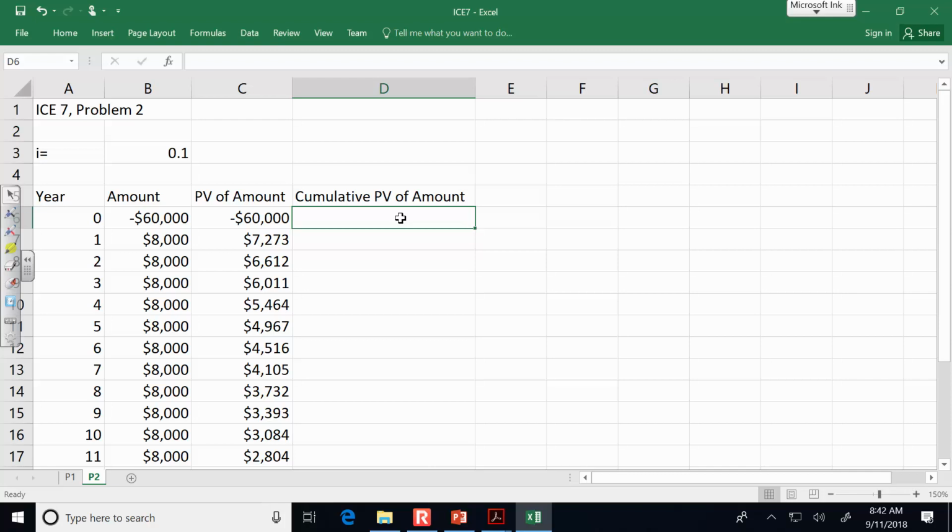All right, so the cumulative present value, for the first year, it's just the amount. Okay, so equals just the number beside it for year 0. Okay, for the next one, I'm afraid I'm going to lose half the class with this. This is shocking. So it's equals the one above it plus the one beside it.